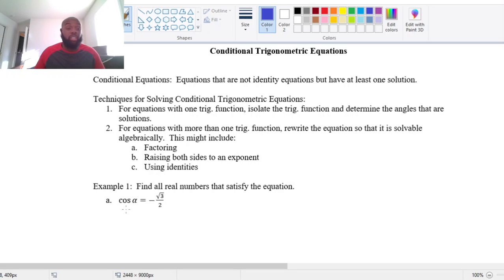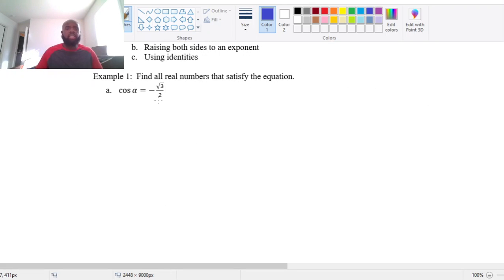Let's look at the first case first. It says, find all real numbers that satisfy the equation. Here we have cosine of alpha equals negative square root of 3 over 2. Notice the left-hand side is isolated. We only have one trig function in our equation. The other side is negative square root of 3 over 2, right?